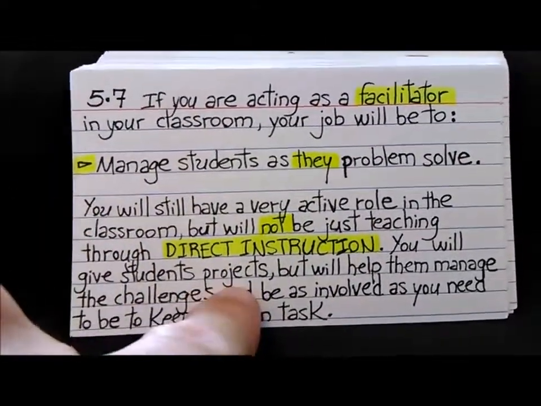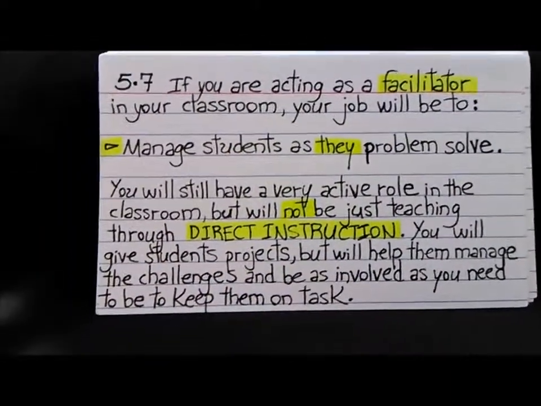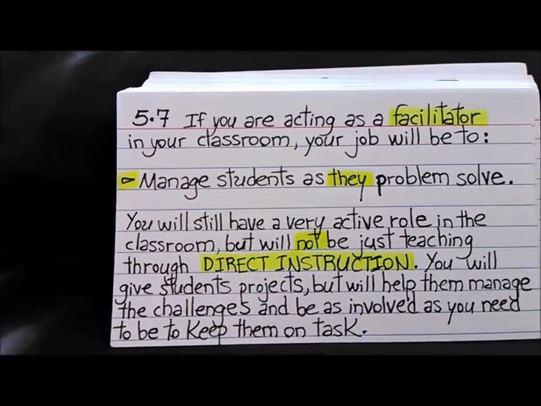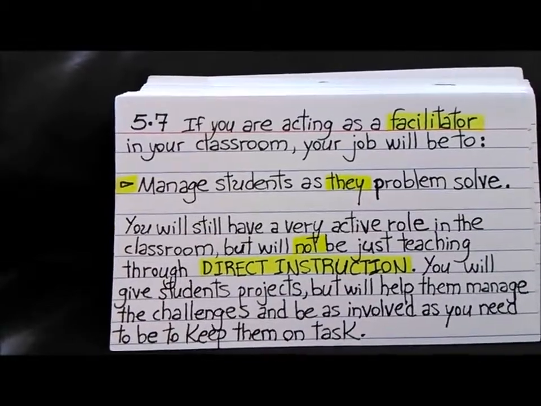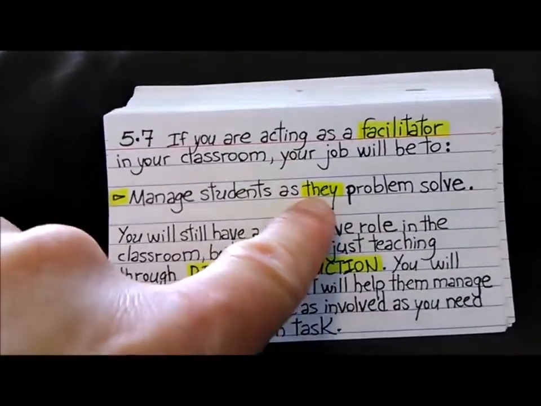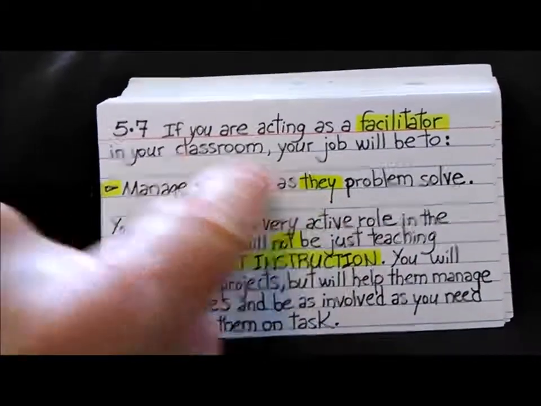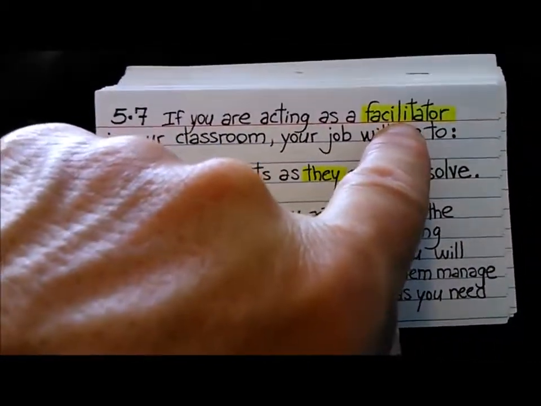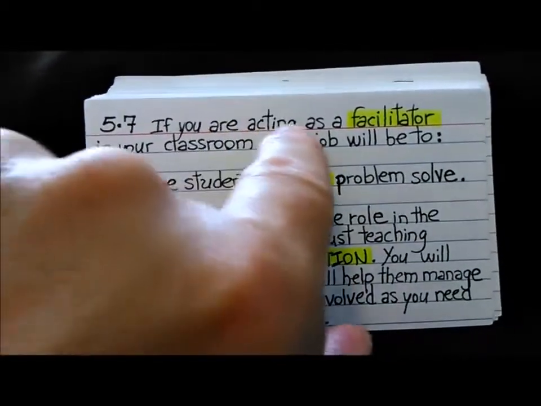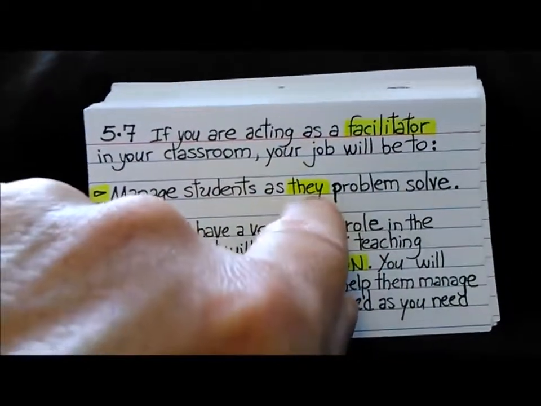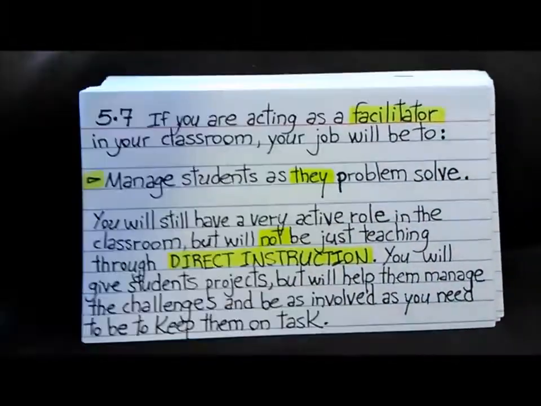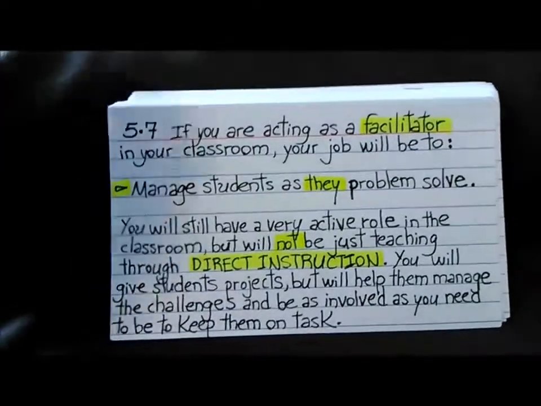You will give students projects, but will help them manage the challenges and be as involved as you need to be to keep them on task. But remember, they are problem solving. You just facilitate. They problem solve. Okay? When you act as a facilitator, students problem solve. You just provide things for them, okay? And let them do the work.